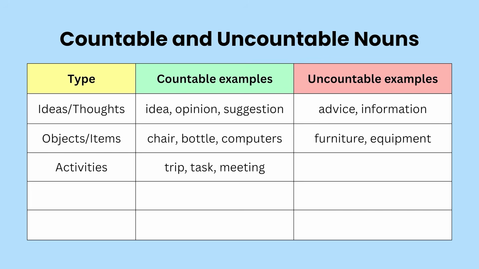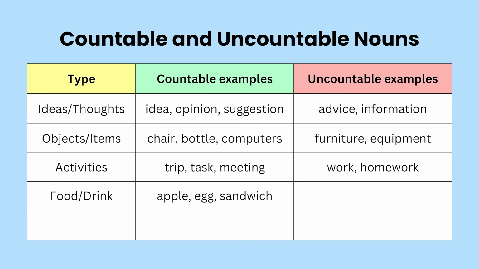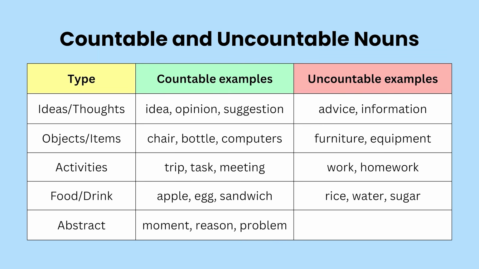Activities, trip, task, meeting. We can add an s for all of these ones. Uncountable examples are work and homework. So we cannot say 2 works, 3 homeworks. No, we cannot add an s. Food and drink. Countable examples, apple, egg, sandwich. Uncountable, rice, water, sugar. Abstract things, so things that you can't touch. Moment, reason, problem. We can add an s for all of these. Knowledge and research, we cannot add an s.